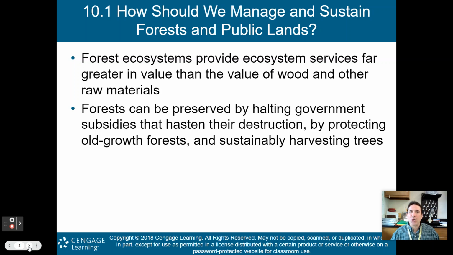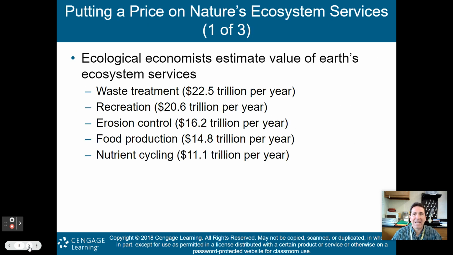All right, so how should we manage and sustain forest and public lands? Again, how can we basically take the lead that Costa Rica has been providing around the planet and kind of emulate what they have done? Well, forest ecosystems provide ecosystem services far greater in value, right? This is just what I'm talking about. Far greater in value than the value of the wood or other raw materials that the forests may be able to produce themselves. Forests can be preserved by halting government subsidies that hasten their destruction, by protecting our old growth forest, and by sustainably harvesting trees. And we'll talk about a bunch of this as we go through the next couple of slides.